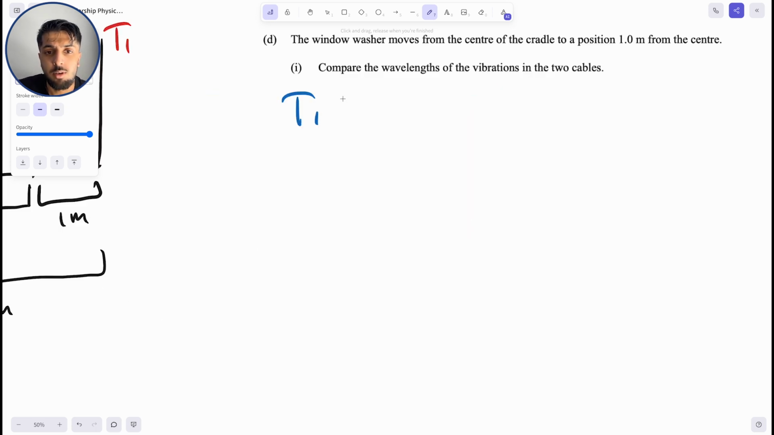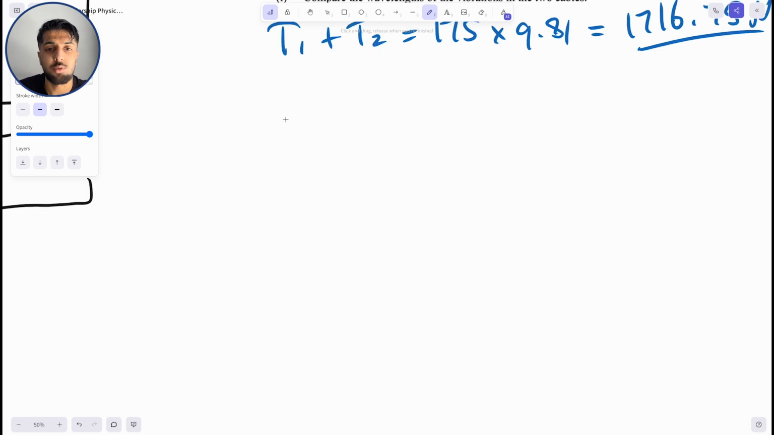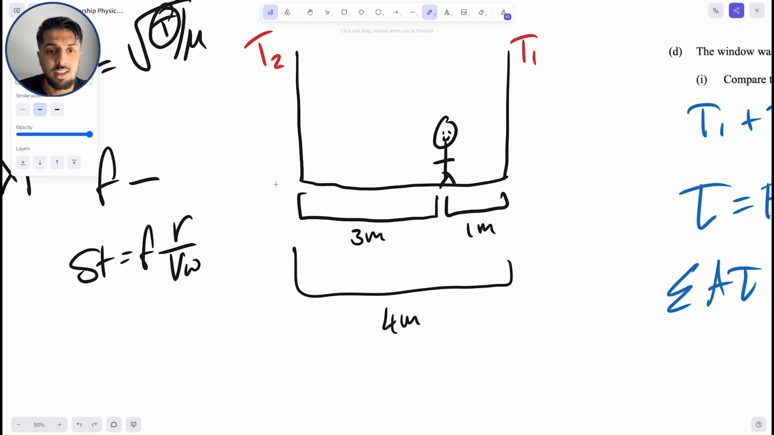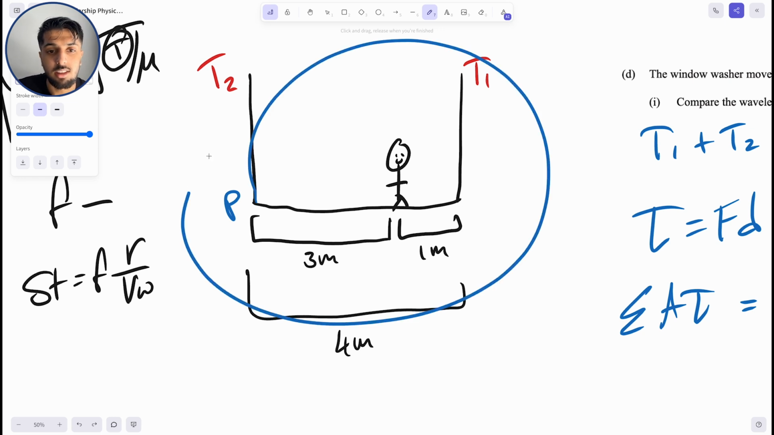Right, so we know that T1 plus T2 must equal the total weight force. We know that the mass is 175 times g, which is 9.81, and this gives us a total weight force of 1,716.75 newtons. As we know, torque is equal to force times distance, and so from our level 2 we should know that the sum of anti-clockwise torques must equal the sum of clockwise torques. Now if we set T2 as the pivot, the anti-clockwise torques are going to be going in this direction, and the clockwise torques are going to be going in this direction.